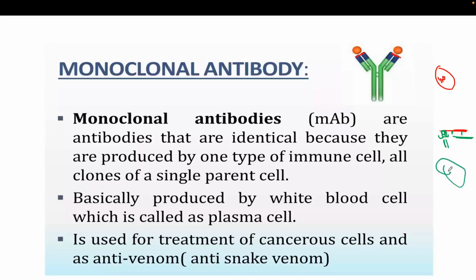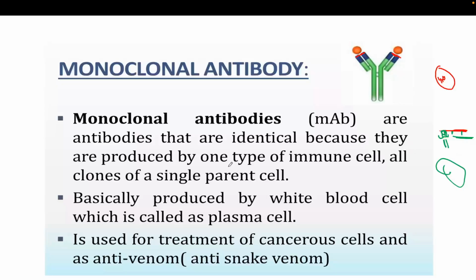Suppose this is the serum. If you are talking about the monoclonal antibody, whatever antibody is present here will specifically recognize this particular epitope. But if you are talking about the polyclonal antibody, then whatever population is present in the serum can recognize a variety of epitopes in an antigen. So that is the basic difference.